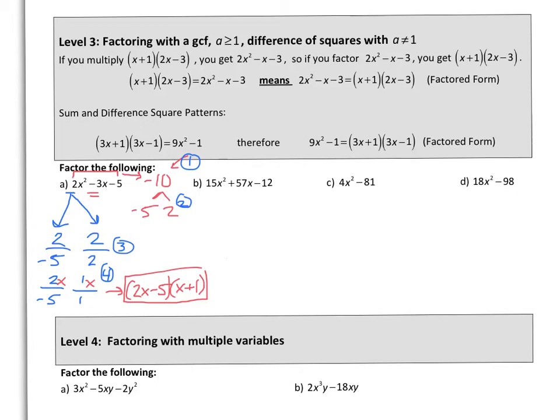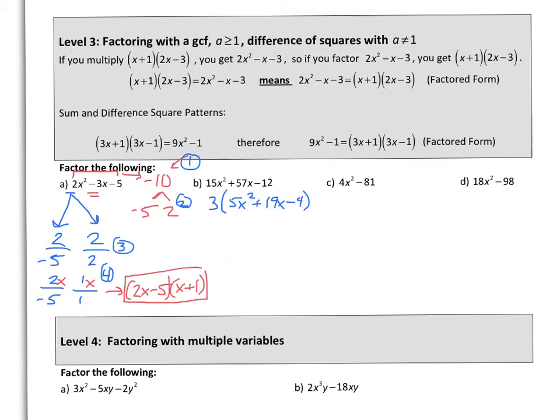Alright, so letter B. Now remember we said, especially in level 3, generally in factoring in general, but especially in level 3, see if there's a GCF first. So 15, 57, and 12. What can I take out of all those? Well, I know that I can take a 3 out of all of that, right? So 3 comes out. What's left over? Well, divide a 3 from everything. You get 5x squared plus 19x minus 4.